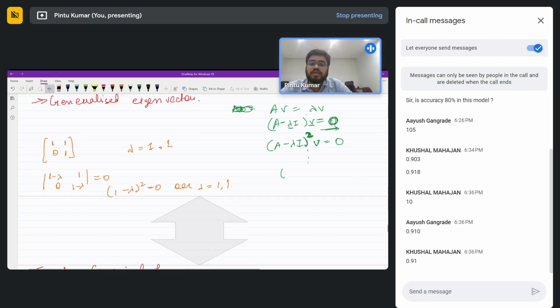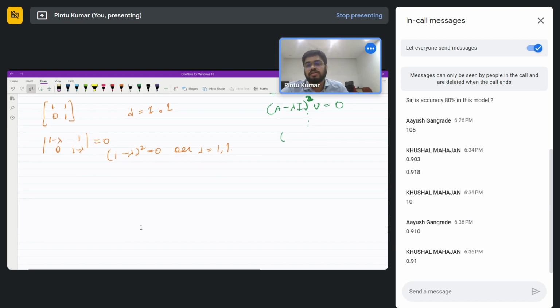Now, if you want to calculate the eigenvector, what is the multiplicity of your eigenvalues? Your arithmetic multiplicity is 2. So if you want to diagonalize this matrix, call it A, you should have two linearly independent eigenvectors corresponding to lambda equal to 1. If you are able to find two linearly independent eigenvectors, then you will be able to diagonalize your matrix.